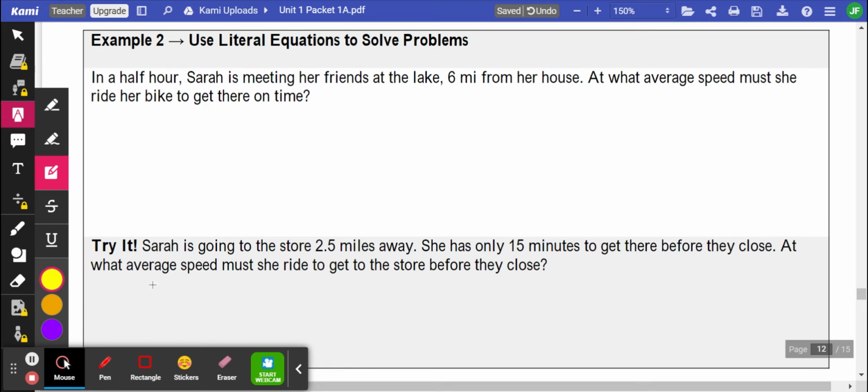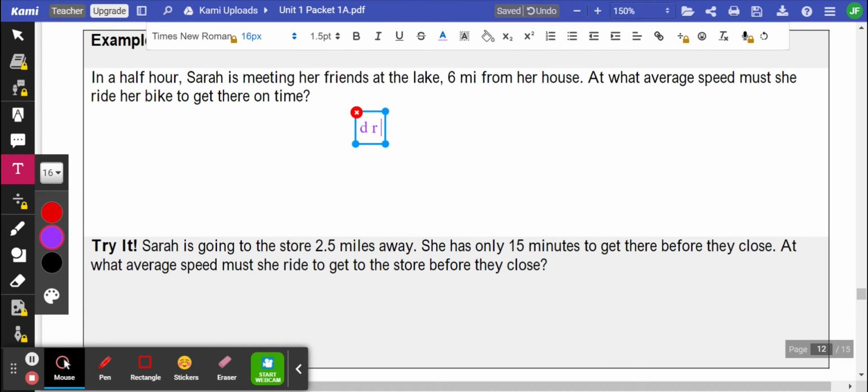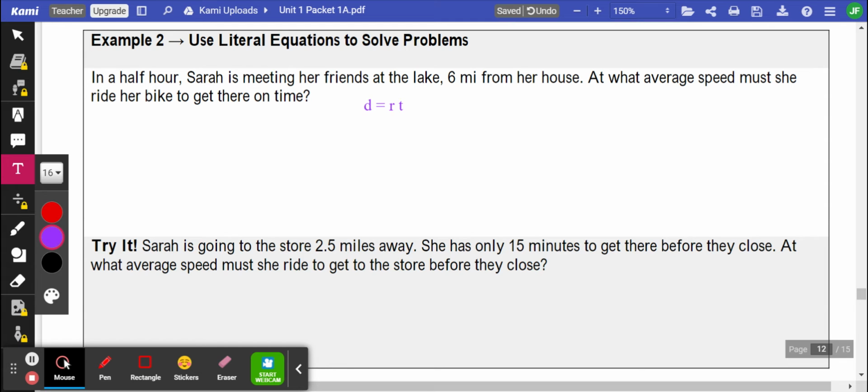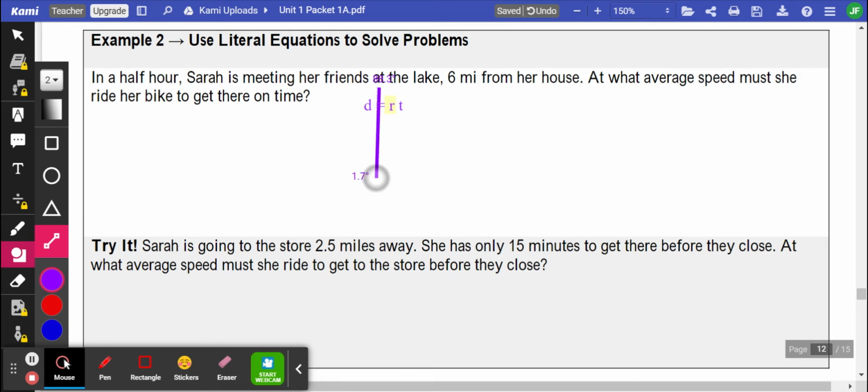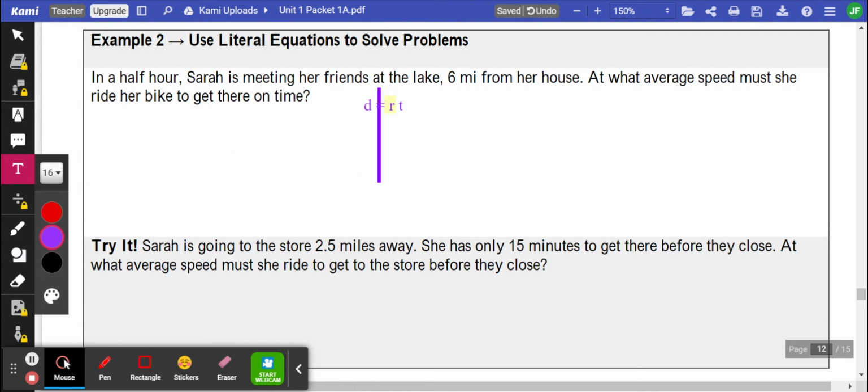Okay. Next one. In a half hour, Sarah is meeting her friends at the lake 6 miles from her house. At what average speed must she ride her bike to get there on time? Distance equals rate times time is a very common formula in science classes. And if we want to figure out what her speed is, that would be our rate. So we're going to go ahead and solve our equation for rate, so for r. And since it's r times t, we're just going to divide by t on both sides. So the distance divided by the time is going to give us her average speed or her rate.